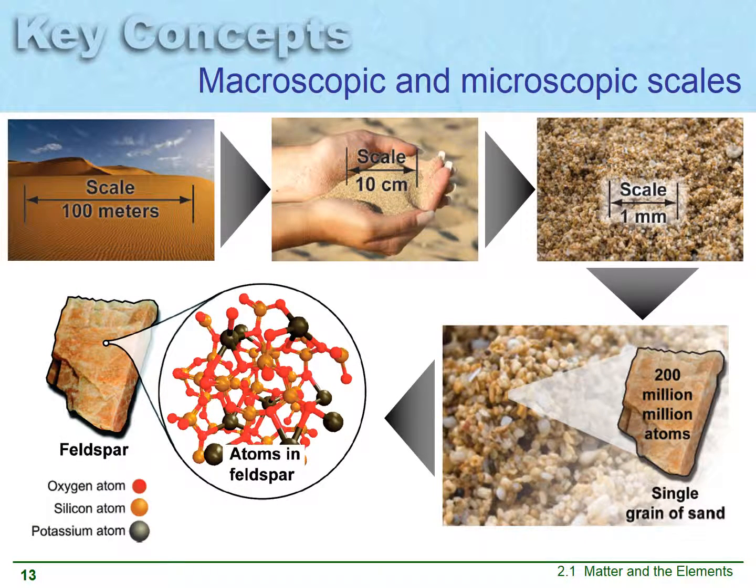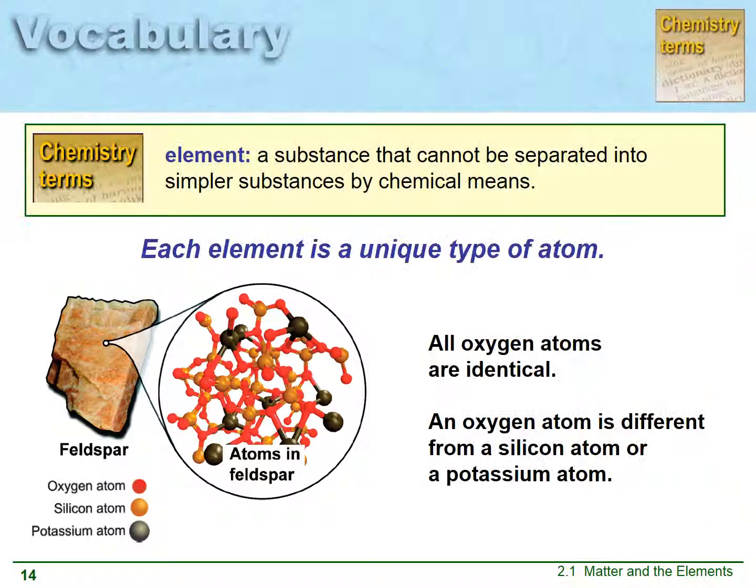When we are working with different types of matter, we need to take into consideration what scale we're observing it on. We usually categorize things as macroscopic, large enough to see with the naked eye, or microscopic, things too small to see without equipment that allows us to do so. Just to give you an idea of how small an atom really is, there are 200 million atoms in a single grain of sand. That's pretty small.